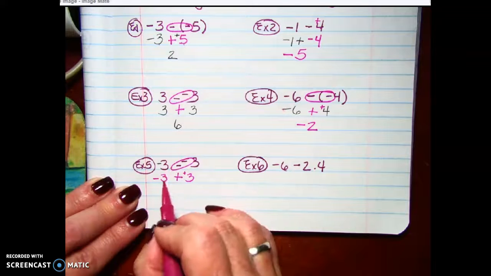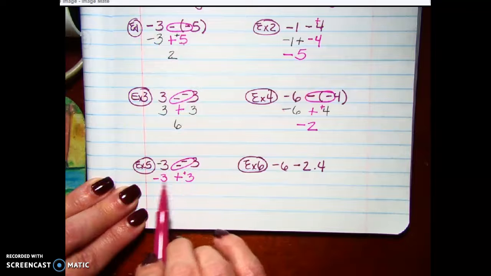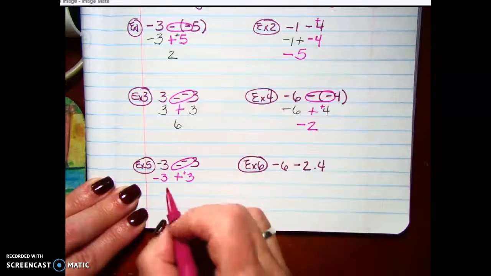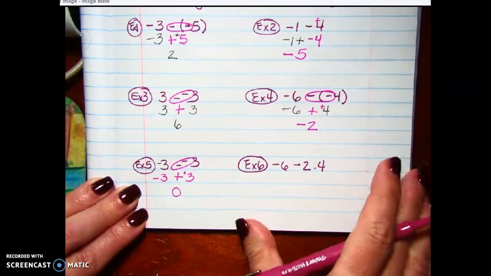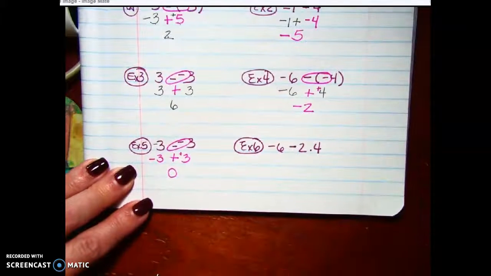Same signs. Add the numbers. Oh no, different signs. My apologies. This is negative. This is positive. They're different, so I subtract. I end up with a 0. 0 is neither negative nor positive, so I leave it as is.